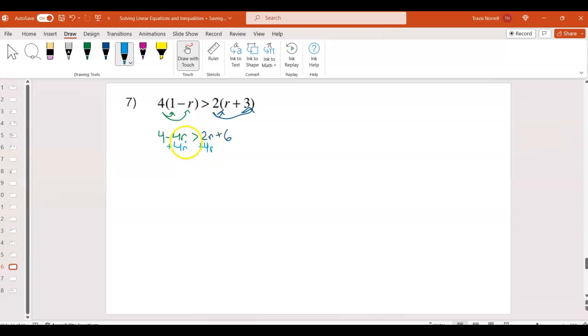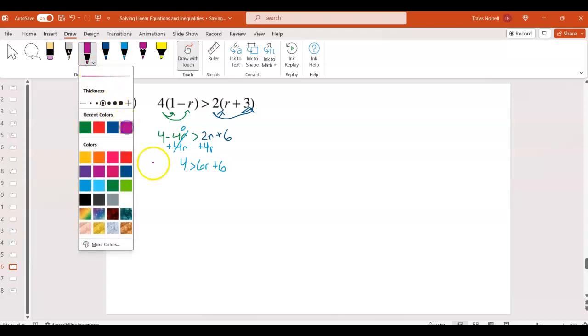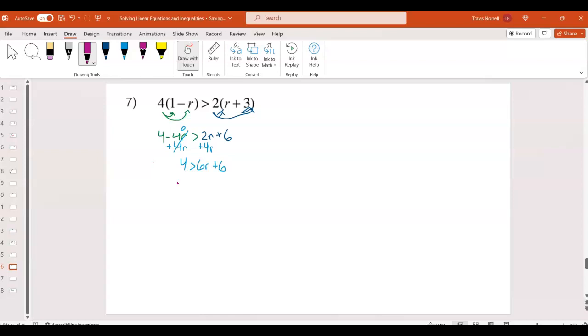That way I get negative 4r plus 4r is just 0. And I'm left with 4 minus 0 is just 4. 2r plus 4r is 6r plus 6. Now I went to all the trouble to move my r's to the right side, so I'm going to go and move my numbers to the left side. So where they're adding 6, I'll subtract 6 from both sides.